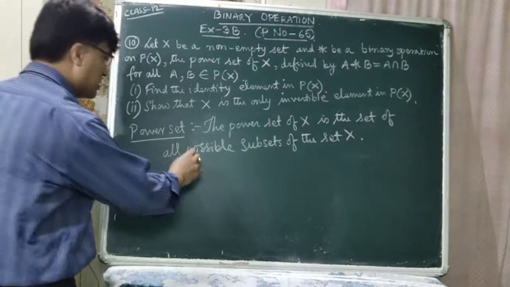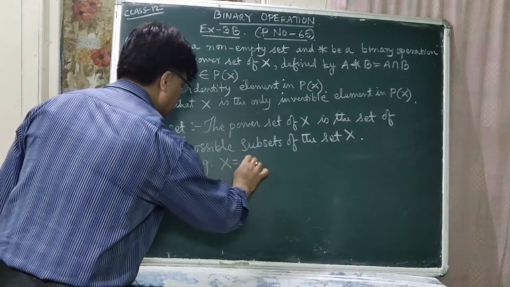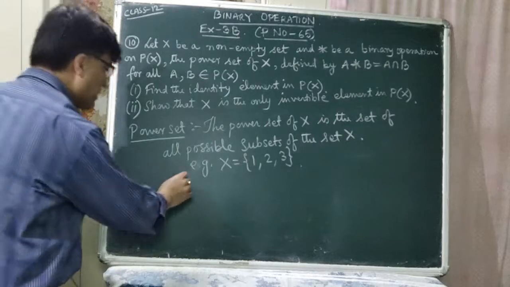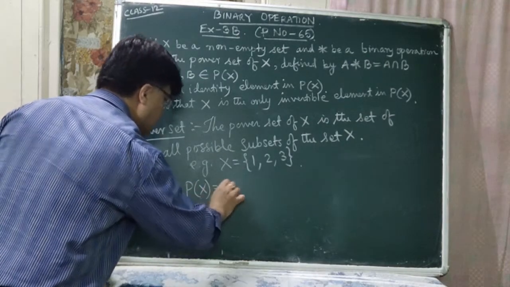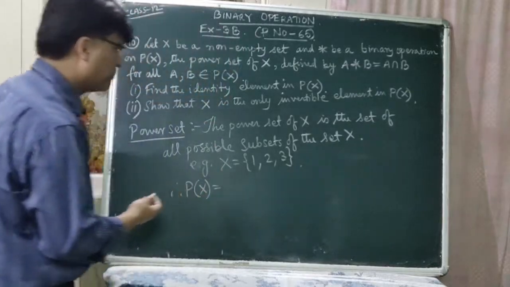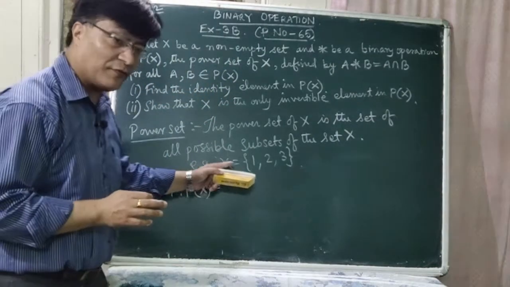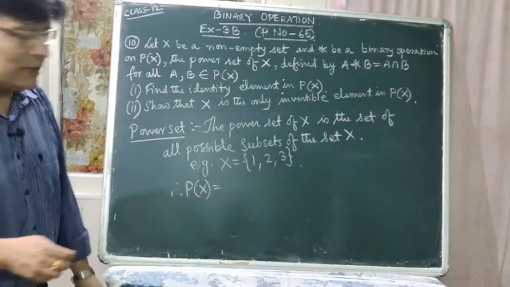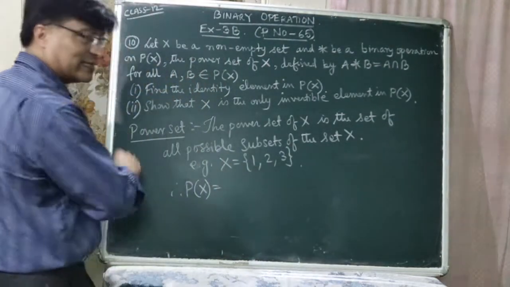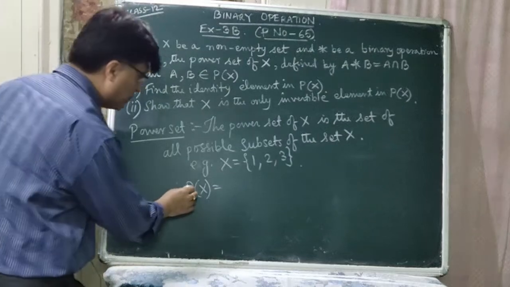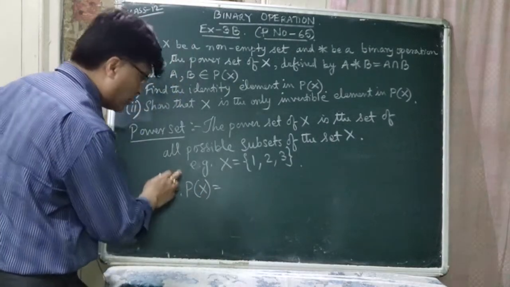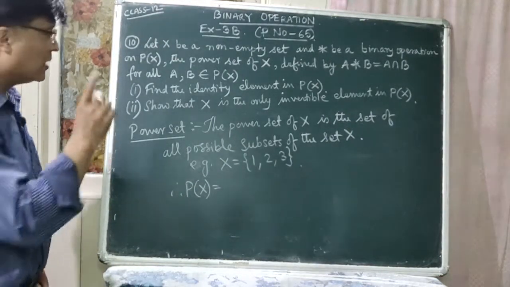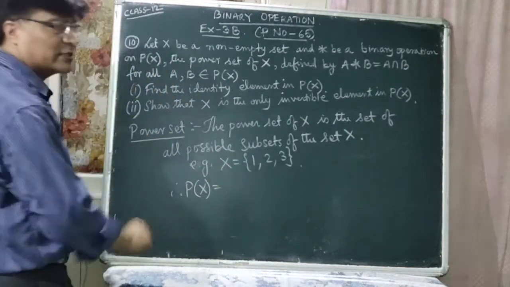Okay? So now let us take an example. Suppose capital X is equal to {1, 2, 3}. So what is P of X? P of X will be the set whose elements are the subsets of the set X. Is that clear? So P of X means power set of X. So how can you define power set of X? The power set of X is the set of all possible subsets of X.